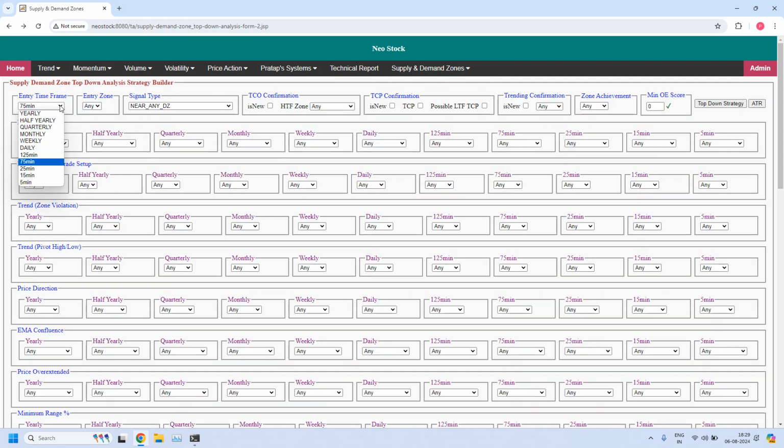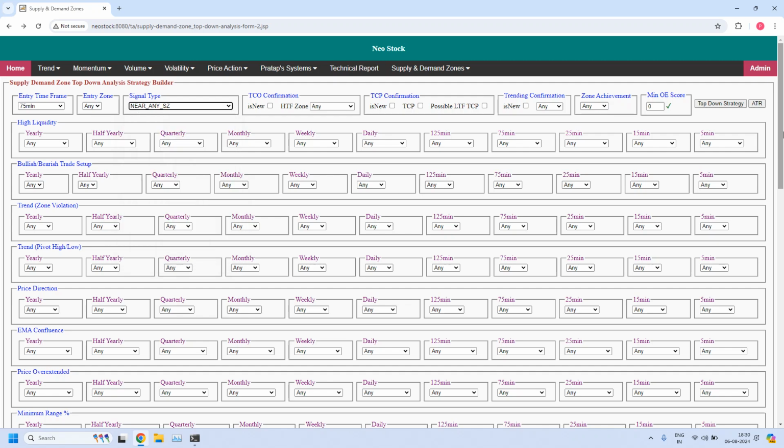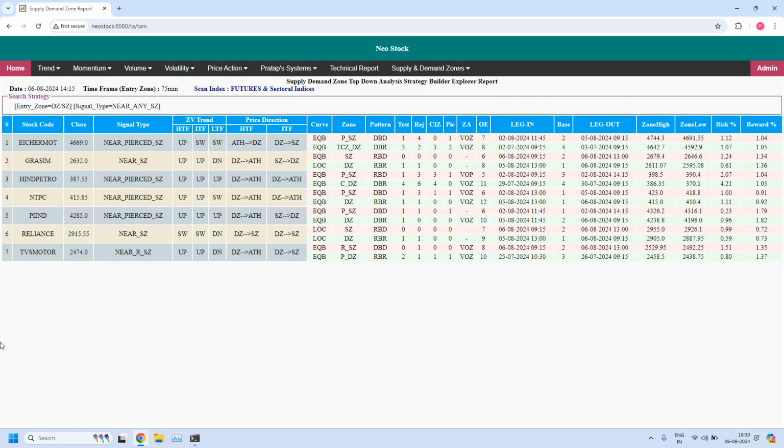Okay, the next report for 75 minutes time frame. Let us find the stocks near 75 minutes supply zone. So let me filter the stocks. 7 stocks are filtered. Let us identify any high liquidity supply zones from this list.